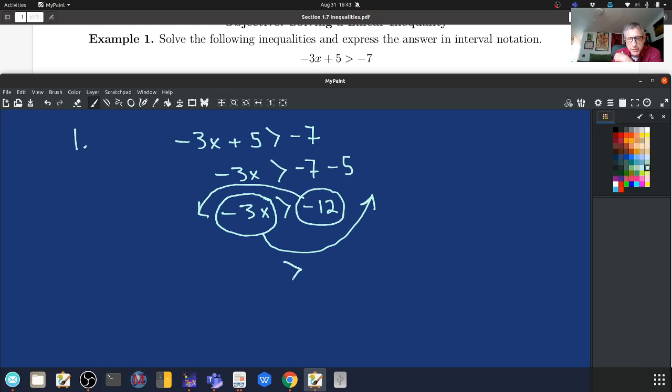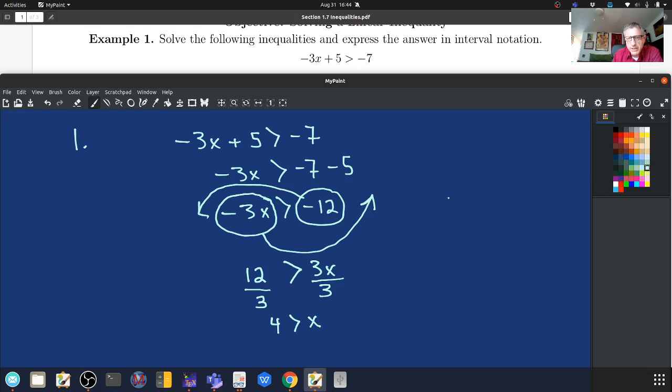Now when I use the addition principle, I don't have to worry about changes in the direction of the sign. But notice when I move my minus 12 over to here, I have to pay a price, and the price is its sign changes. When I move the minus 3x to the other side, it becomes positive 3x. And now the coefficient of my x term is positive, so I don't have to worry about flipping any signs. I just divide both sides by 3, so I get 4 is greater than x.